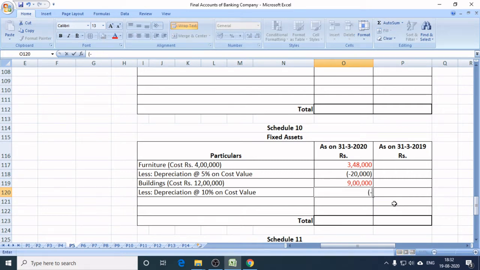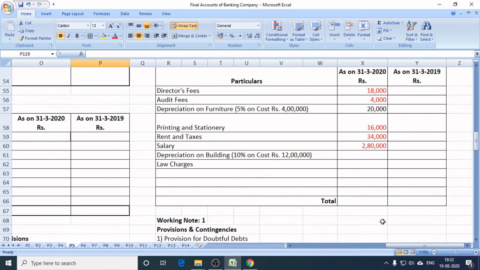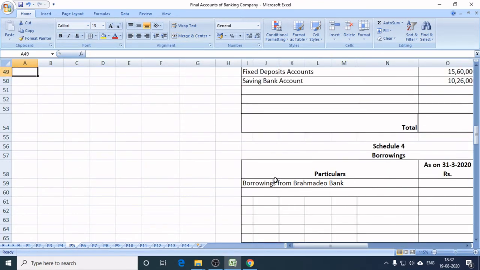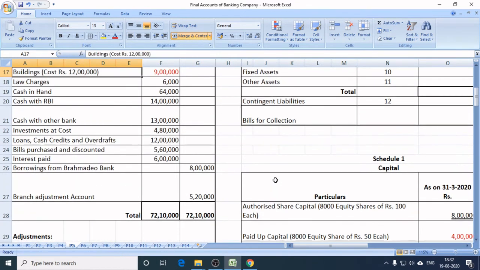1,20,000. We have to deduct that balance. Now the next effect is we have to show it under schedule number 16, operating expenses, 1,20,000. Now we have provided both effects of adjustment number 3, so it is over.